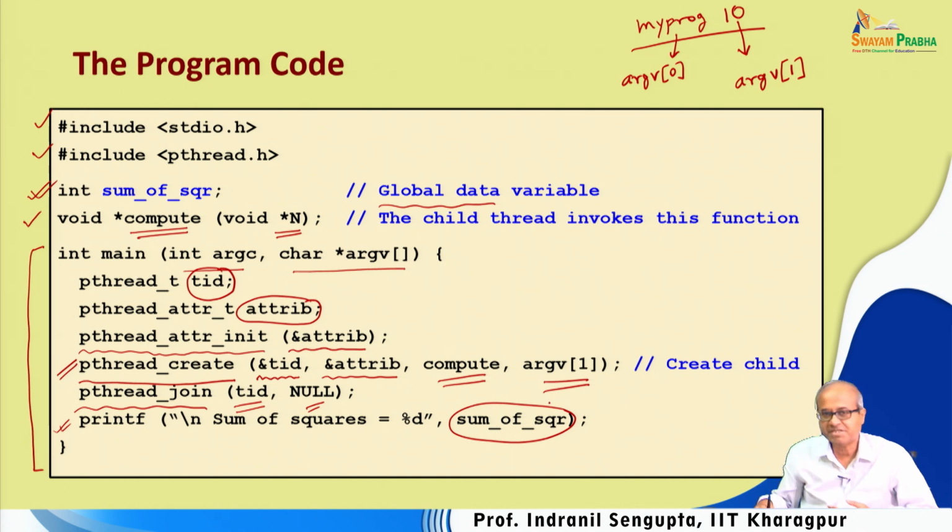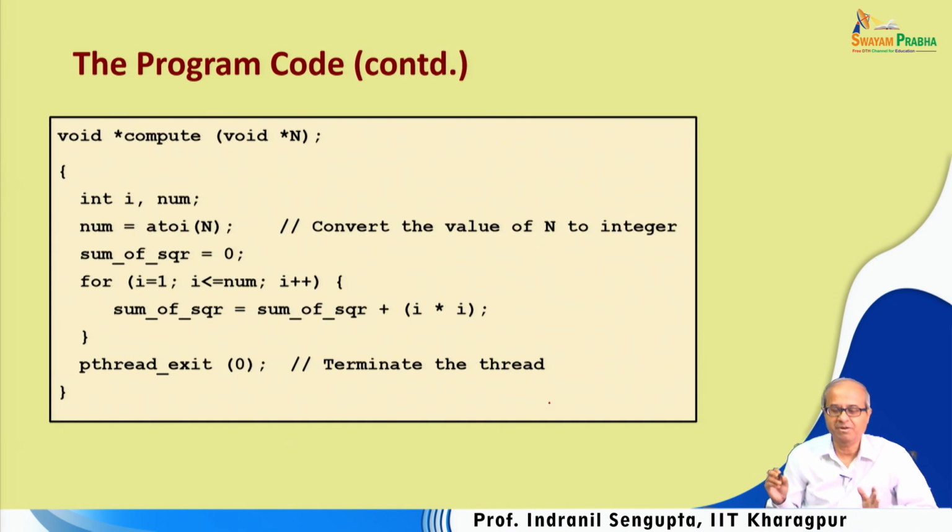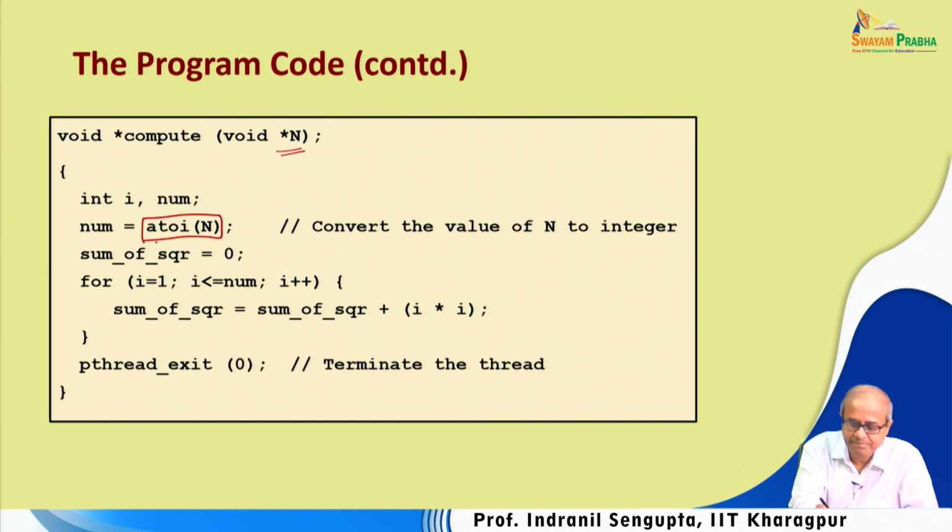Okay. Now, let us see what the function compute does. Function compute is very simple. It simply takes a function pointer, the way it was defined. The parameter was also a pointer, n. Now, when you use a command line argument, that 10 is read as a character string, not as a number. So, you will have to convert it into a number. So, we do it here: ASCII to integer.